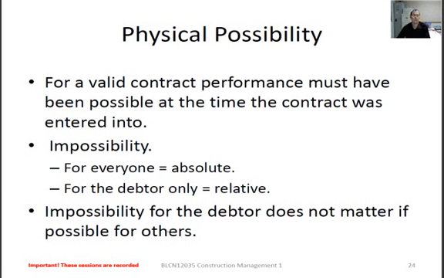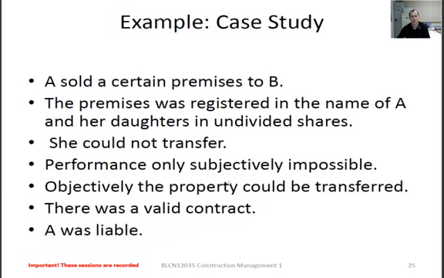And then of course the impossibility for the debtor does not matter if it's possible for others. Alright, so once again, relative and absolute, the two terms that can be remembered there. And there's just a small little example of impossibility that you guys can look at in your own time.